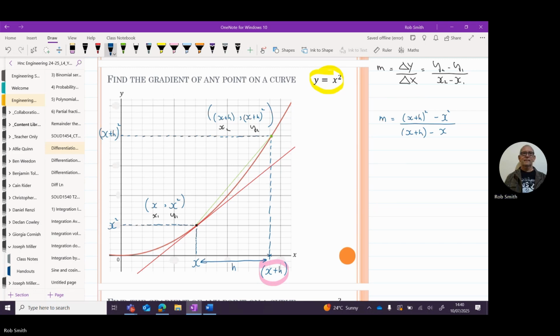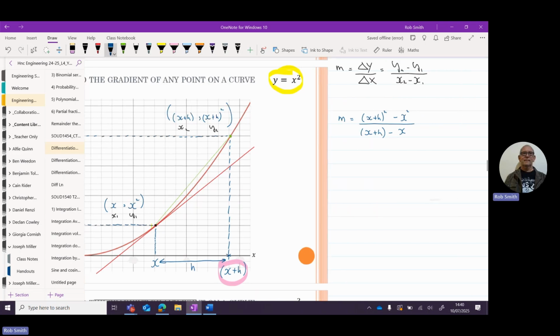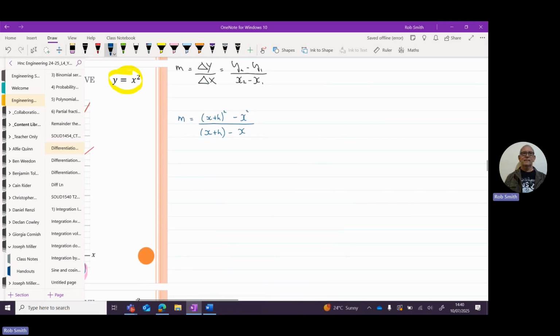So we just need to simplify this a bit. So we need to expand x plus h all squared. However you want to do that, we'll just do that here. So we've got x plus h, x plus h.